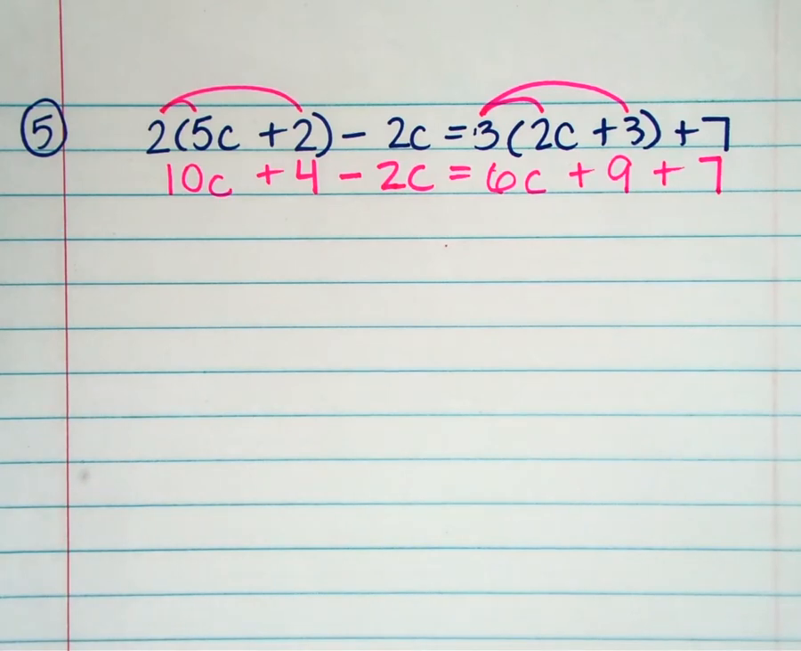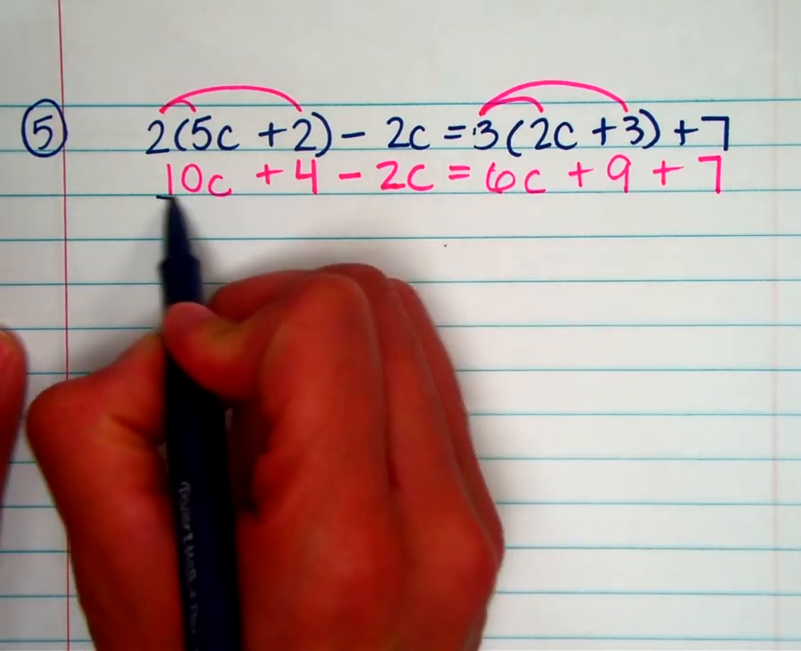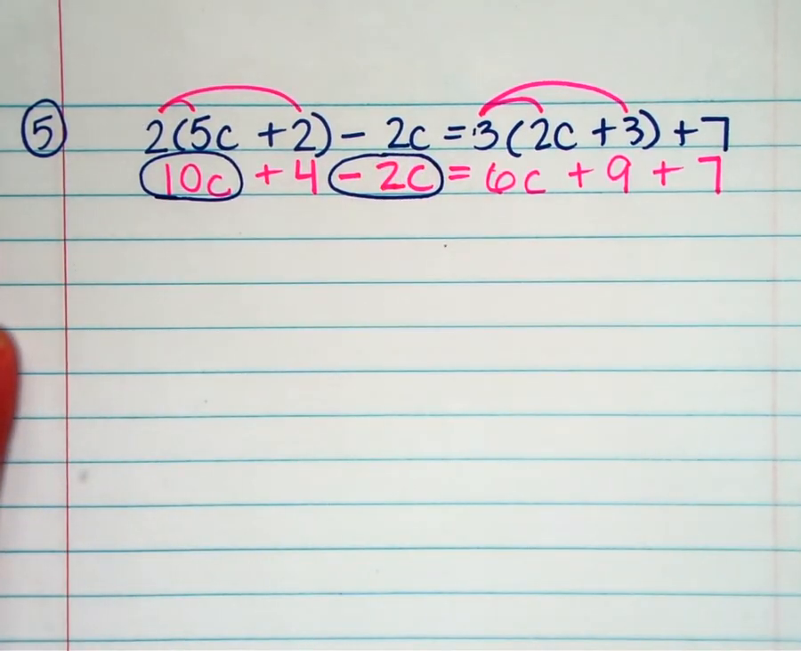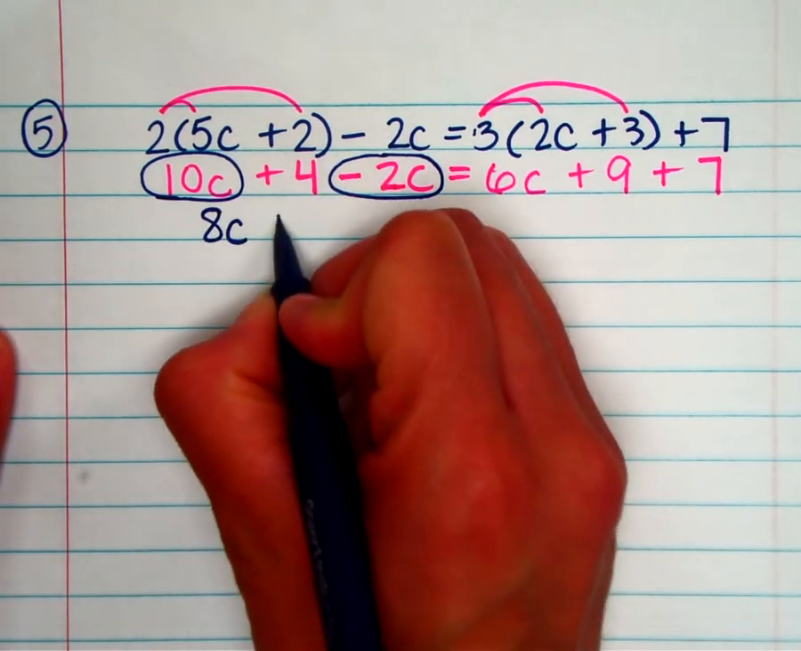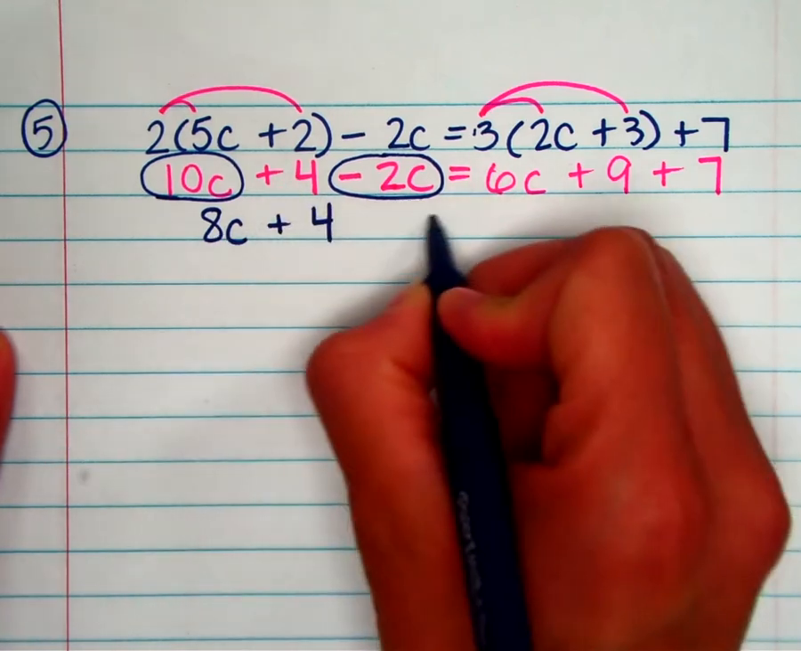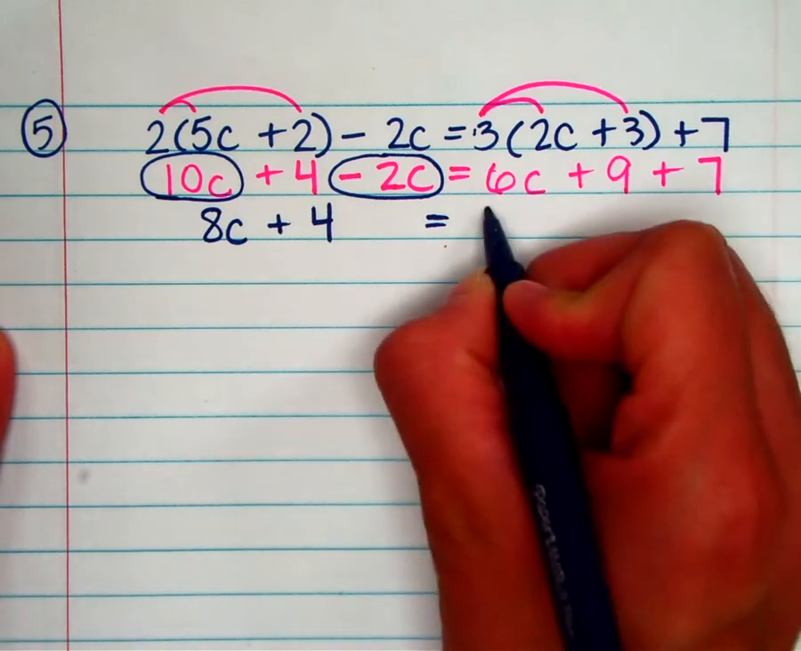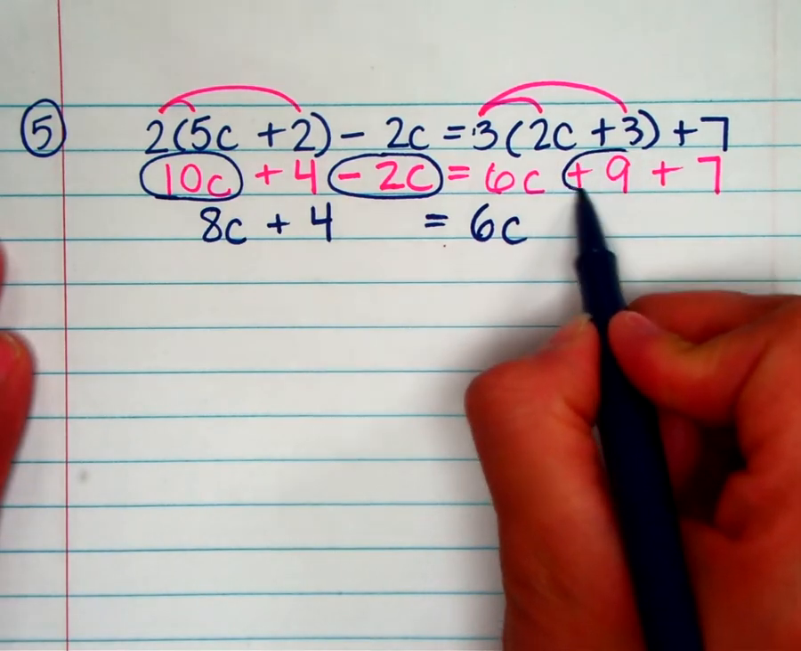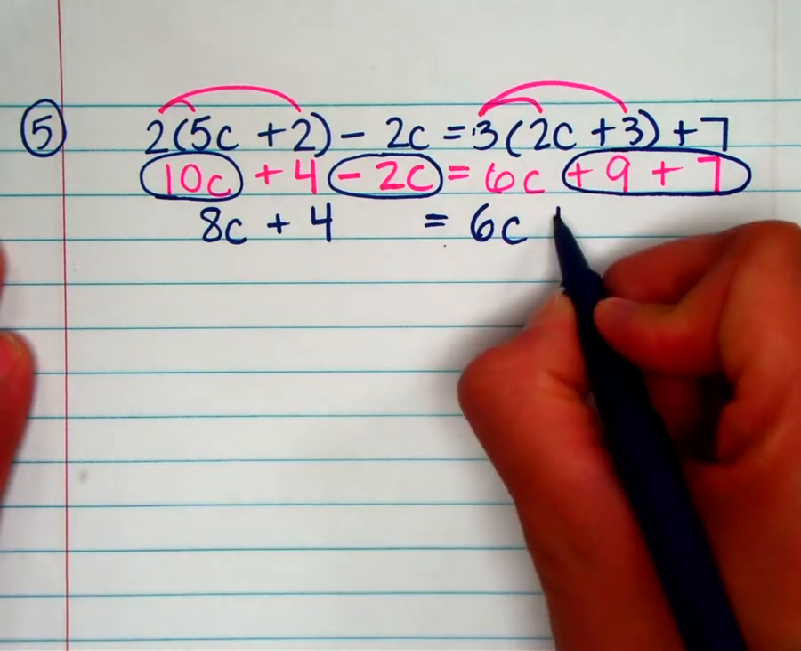Now, before we start to work, we need to combine our like terms. So on the left side, if I have 10c plus 4 minus 2c, I need to combine 10c minus 2c before I begin to move things around. So 10 minus 2 is 8c. Bring down my plus 4, because they are not like terms, equals 6c. I have no other variables on the right, so I'm just going to bring down 6c. Next, I need to identify that I have a positive 9 plus 7. 9 plus 7 is 16, so plus 16.